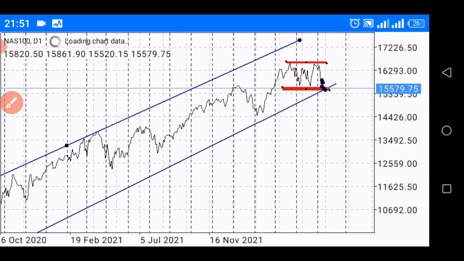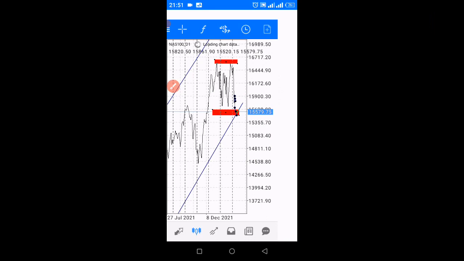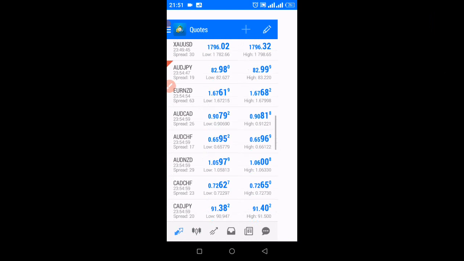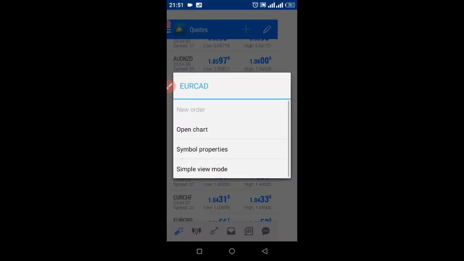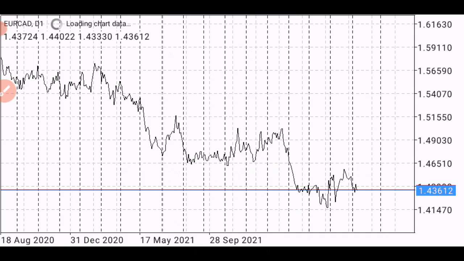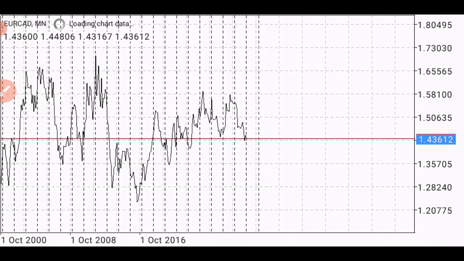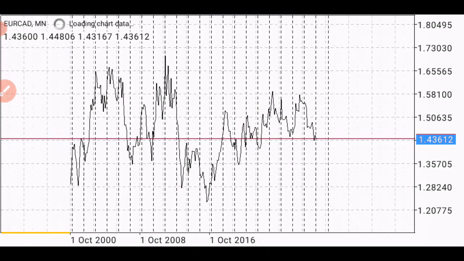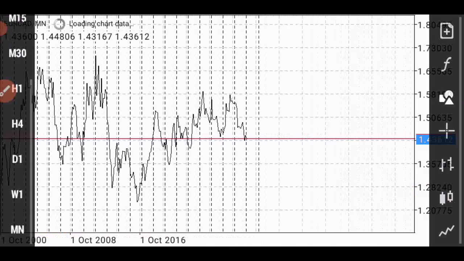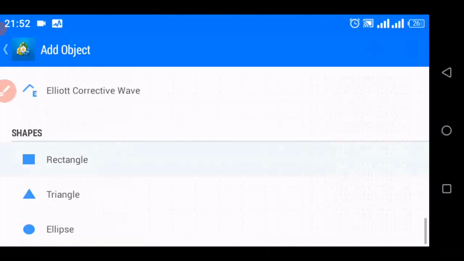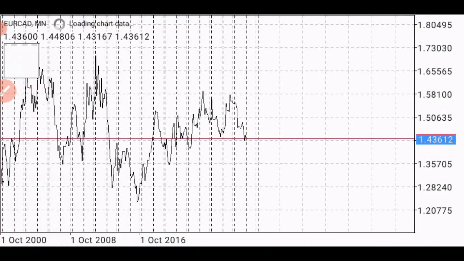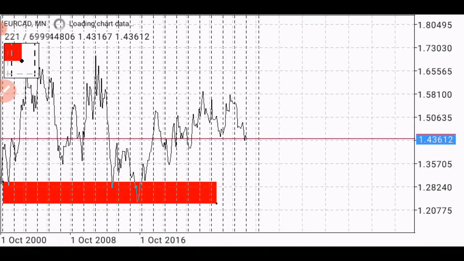So guys, let's go to another pair and look at something. Let's go to Euro Cad. Yes, let's go to Euro Cad. Here we are in the Euro Cad, the monthly chart from October 2001. The only thing I can see here is a large corrective movement.